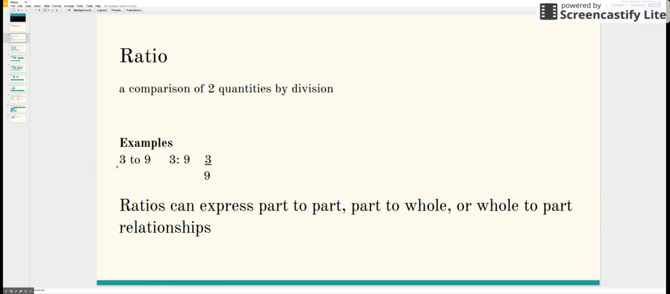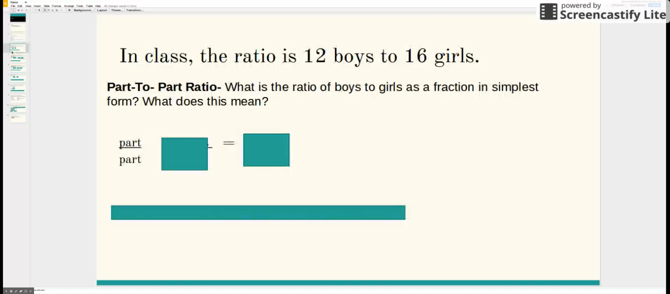These are three different ways that you can write the same ratio. 3 to 9 can be written like this, 3 to 9, like this, 3 to 9, or like this, 3/9, or 3 over 9. If we recall, the bar symbol in a fraction is the same thing as division. 3/9 is the same thing as saying 3 divided by 9. 3 divided by 9 equals 3/9. So ratios can express part to part, part to whole, or whole to part relationships.